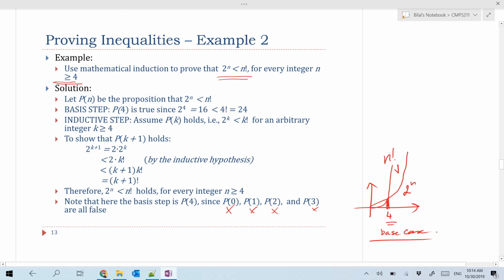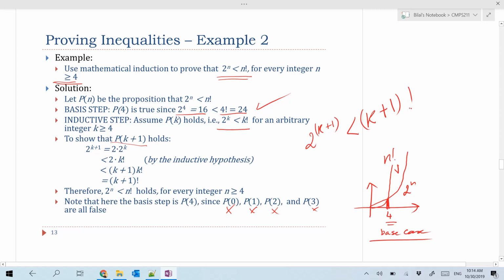To prove it for the base case, 2 to the power 4 is equal to 16. Factorial of 4 is equal to 24 because it's equal to 1 times 2 times 3 times 4. So it's equal to 24. It's straightforward. The property is true for the base case. Now let's assume that this is true for k, and let's prove it for k plus 1. What we want to prove for k plus 1 is the fact that 2 to the power k plus 1 is strictly less than the factorial of k plus 1.